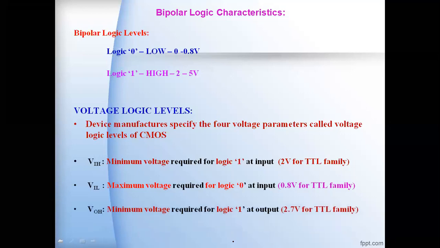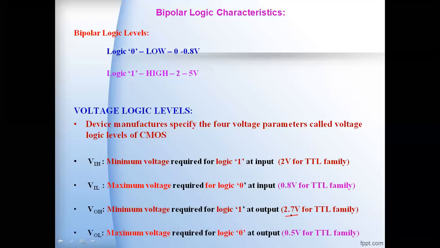And the VOH is the minimum voltage required for logic 1 at the output. Here the voltage is 2.7 volts for the TTL logic family. So any voltage below 2.7 volts will not be guaranteed as a logic 1 at the output of the TTL.